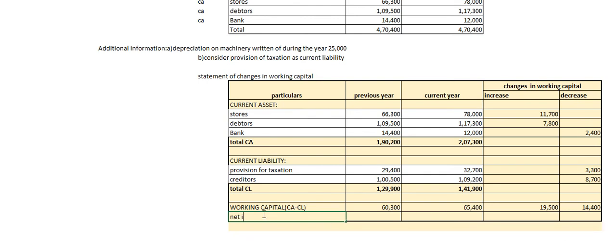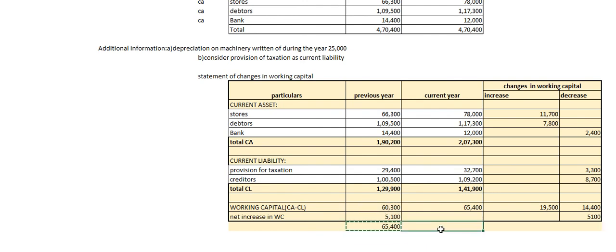By this we get to know it is a net increase in working capital. So your net increase in working capital is equal to 65,400 minus 60,300, which gives 5,100. The increase shows 19,500, so your decrease amount needs to be raised by 5,100. Therefore your total is equal to 60,300 plus 5,100, which gives 65,400.